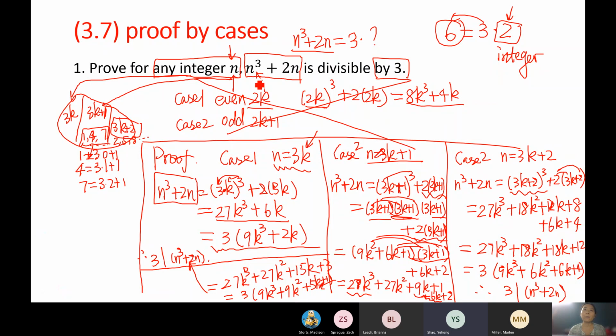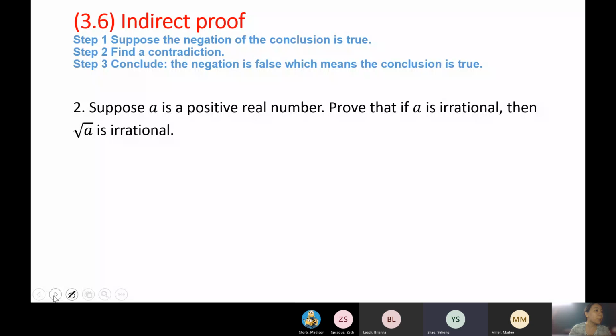So the same thing, we won't be able to deal with n the same way. But after we divide it into cases, we are able to tackle the problem case by case. Okay, now let's look at the second. Yes, go ahead. Sorry, I have one more question about that.